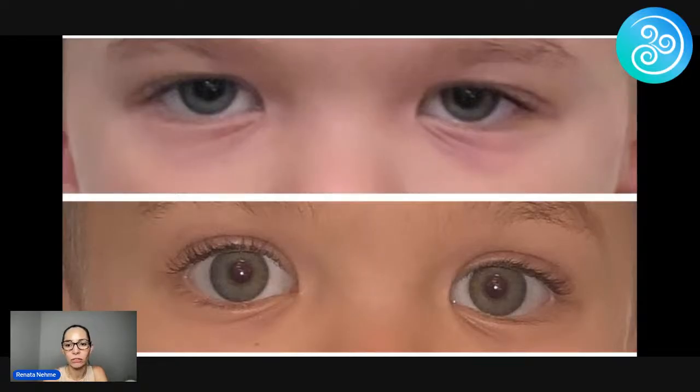So what do you see over there on the top? We're going to look at it clinically first. So clinically, I see white sclera underneath the eyes.